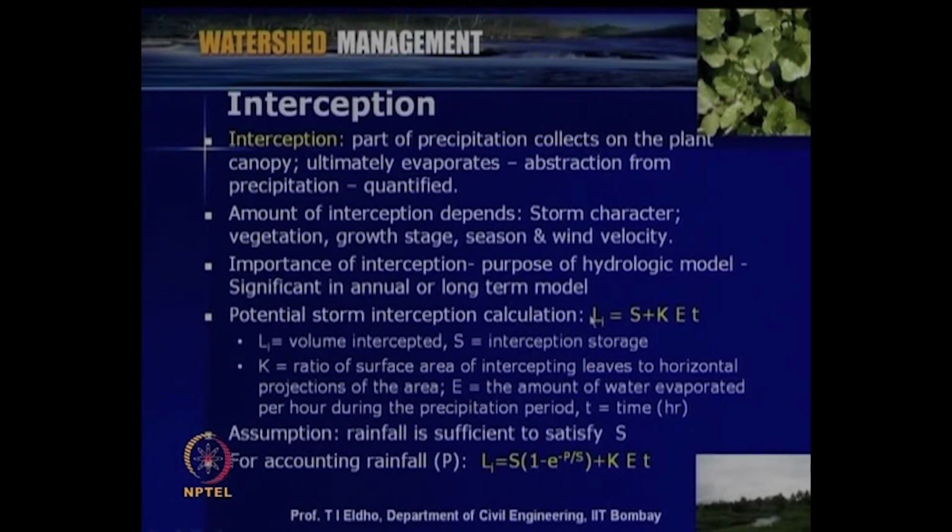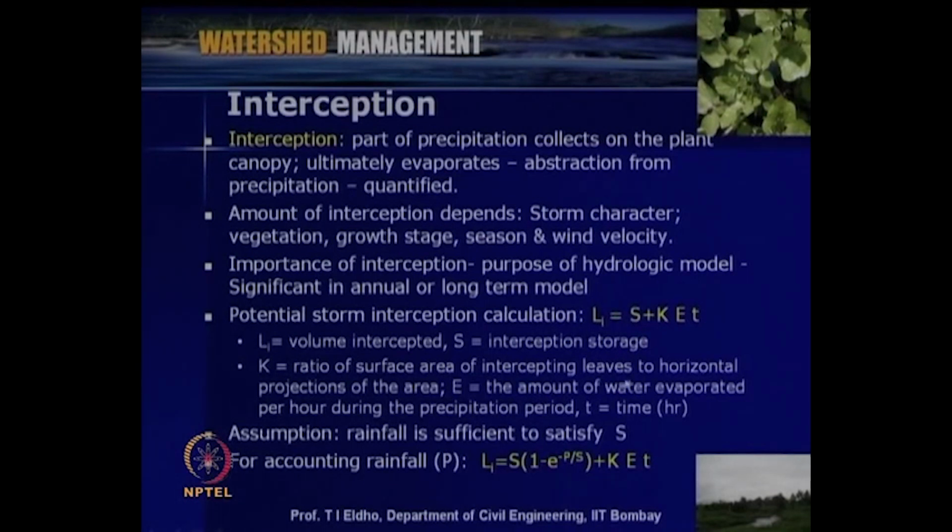Now, one of the commonly used equations, which I have shown here, is for the potential storm interception. We can calculate it using this equation: Li is equal to S plus K into E into T. Where Li is the volume of water intercepted, S is the interception storage, K is the ratio of surface area of intercepting leaves to horizontal projection of the area, E is the amount of water evaporated per hour during the precipitation period, and T is the time in hours. The assumption here is the rainfall is sufficient to satisfy this S.